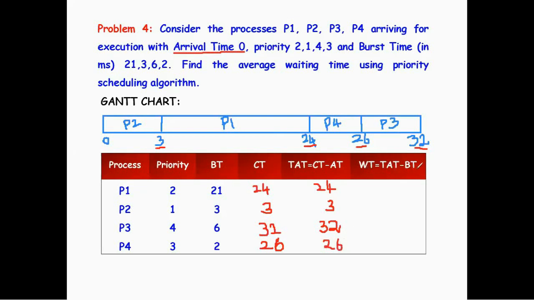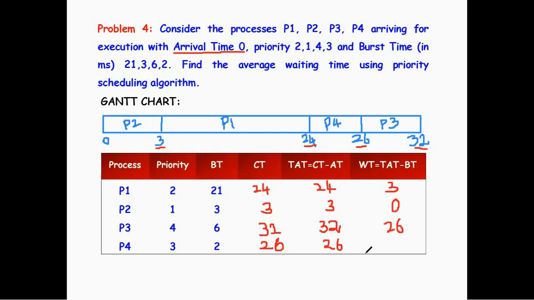And coming to waiting time, it's equal to turnaround time minus burst time. So for P1, waiting time is 24 minus burst time 21. So 24 minus 21 will be 3. For P2, 3 minus 3 will be 0. For P3, 32 minus 6 is 26. For P4, 26 minus 2 is 24.